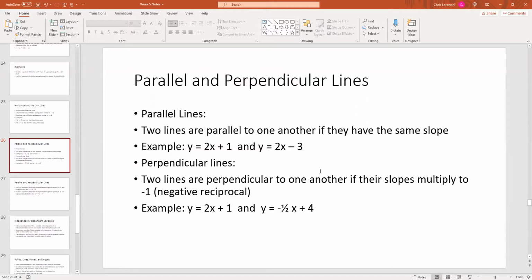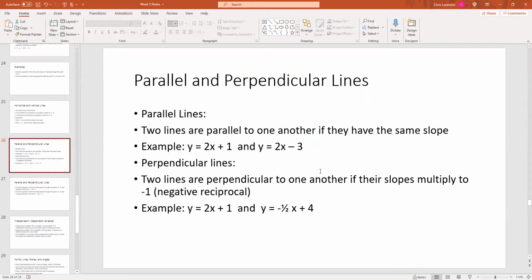Perpendicular lines: two lines are perpendicular if their slopes multiply to -1, or in other words, the slopes are negative reciprocals of each other. So when we're talking about negative reciprocals, I take the slope, I flip the fraction that I see, and I make it negative. So y equals 2x plus 1. My slope is 2. I'm going to flip it. Becomes 1 divided by 2. And then I make it negative. So the slope of a perpendicular line will be -1/2.